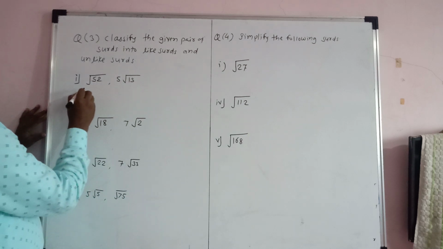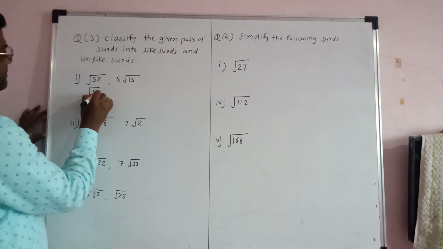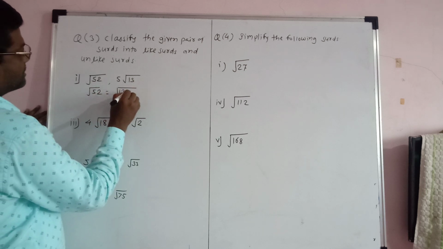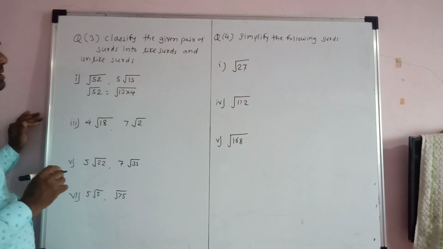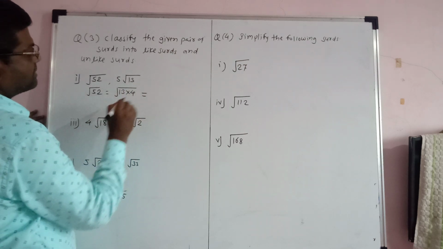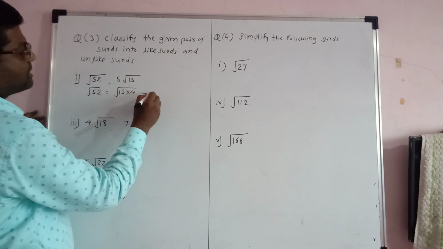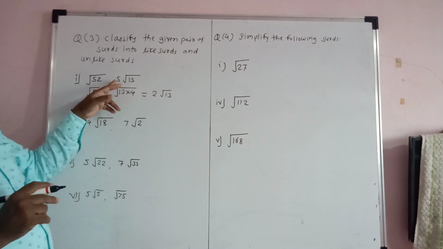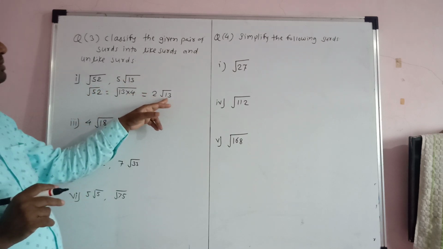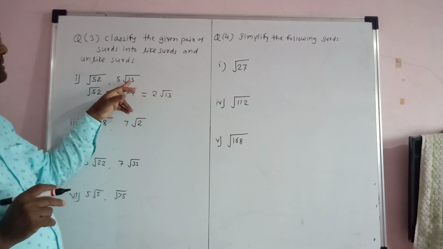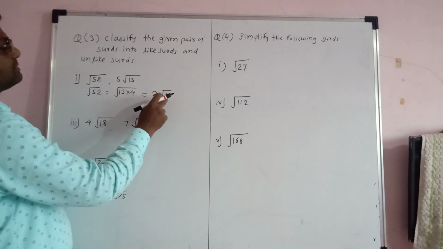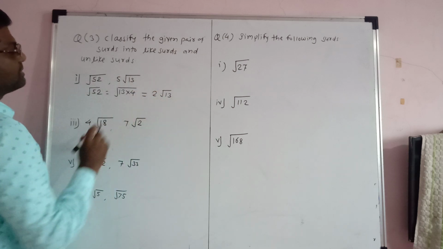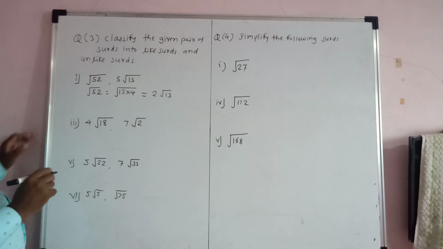Now let us see root 52. Root 52 can be written as square root of 13 into 4, which is equal to 2 root 13. Now let us see 5 root 13 and 2 root 13. Their radicand 13 is the same and here the order is 2. Therefore these are like surds.